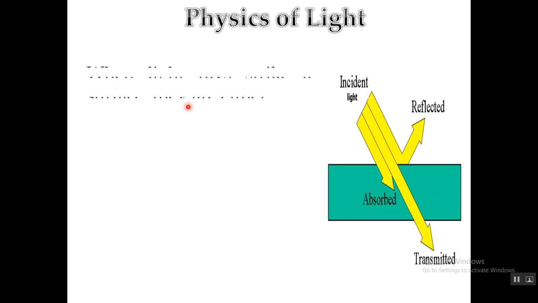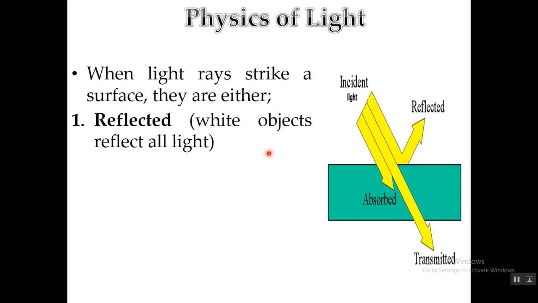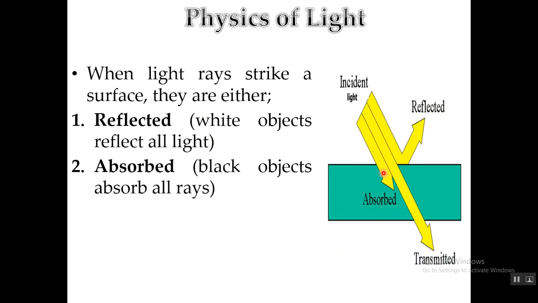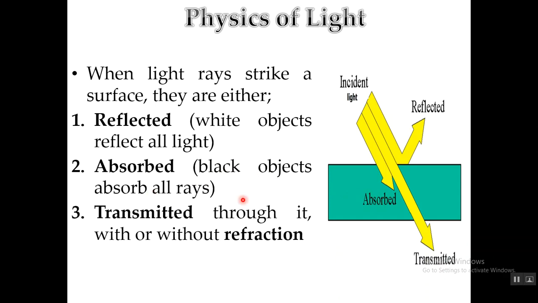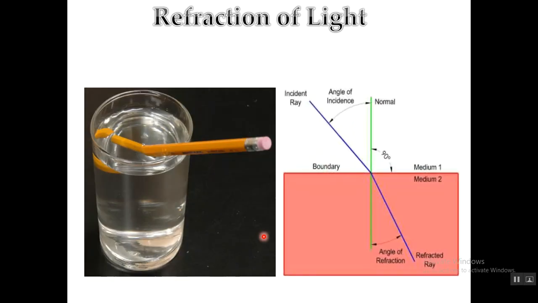What about the physics of light? When light is transmitted from one medium to another medium or strikes another surface, it may be, number one, reflected or returned back, and this occurs with a white object. All white objects reflect all the light, or it may be absorbed by a black object, or transmitted through the object with or without refraction. What is meant by refraction of light?